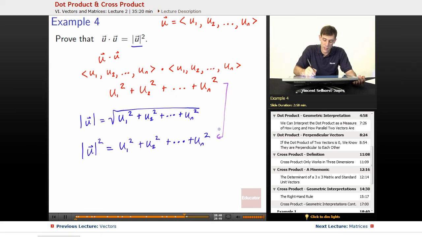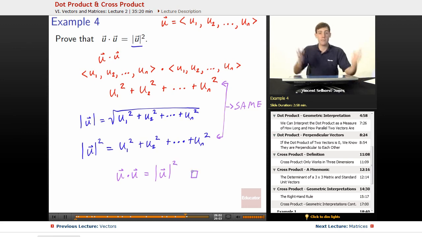Well, look, this and this are the same thing. So since they're the same thing, we've just shown that u dot u is equal to the magnitude of u squared. Great, proof is finished.